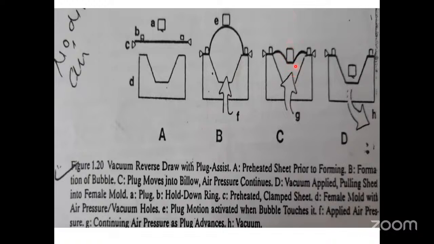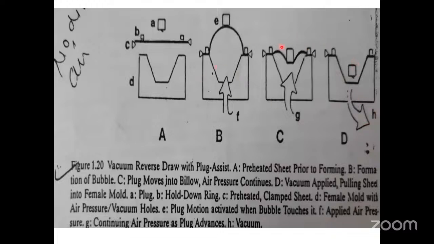The plug gets inserted. It will just push the sheet in the downward direction. Now after that, at last, you have to apply the vacuum, just like the pressure reverse draw with plug assist forming. Same thing, only you have to apply the vacuum here. Maximum vacuum you have to apply here.